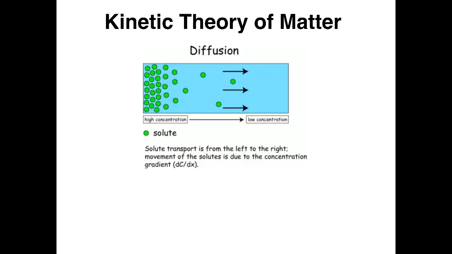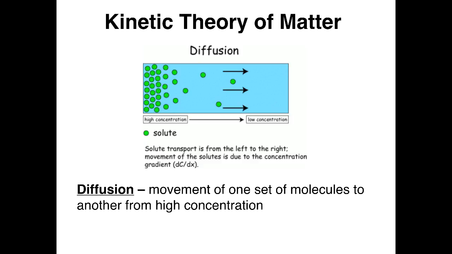Another phenomenon that occurs naturally because of the kinetic theory of matter is something called diffusion. Diffusion is the movement of one set of molecules from a high concentration to a low concentration. And what you can see in the diagram here is on the left you have a high concentration of particles. On the right there's a low concentration of particles. And diffusion causes these particles to move from left to right naturally. And this is caused by what is termed here the concentration gradient. That is the difference in concentration over this space.